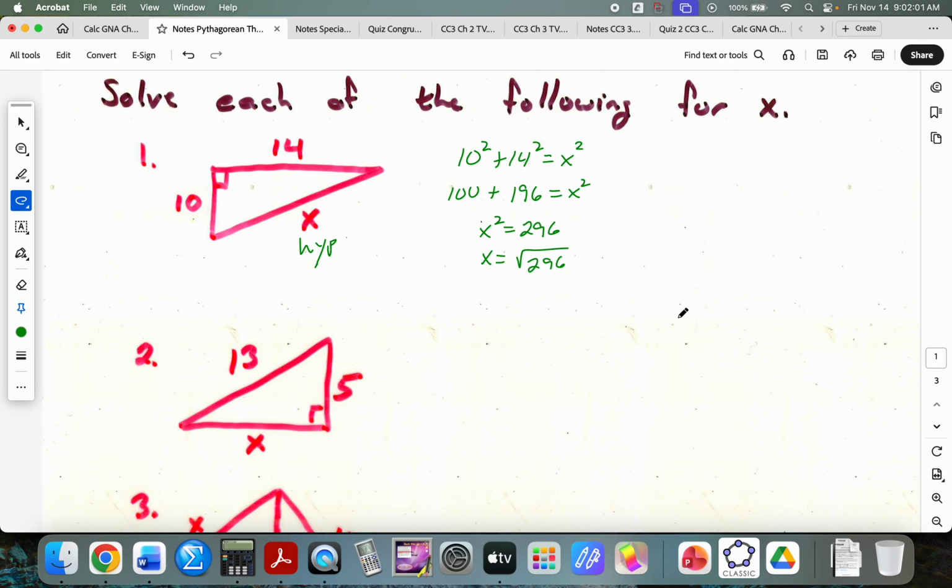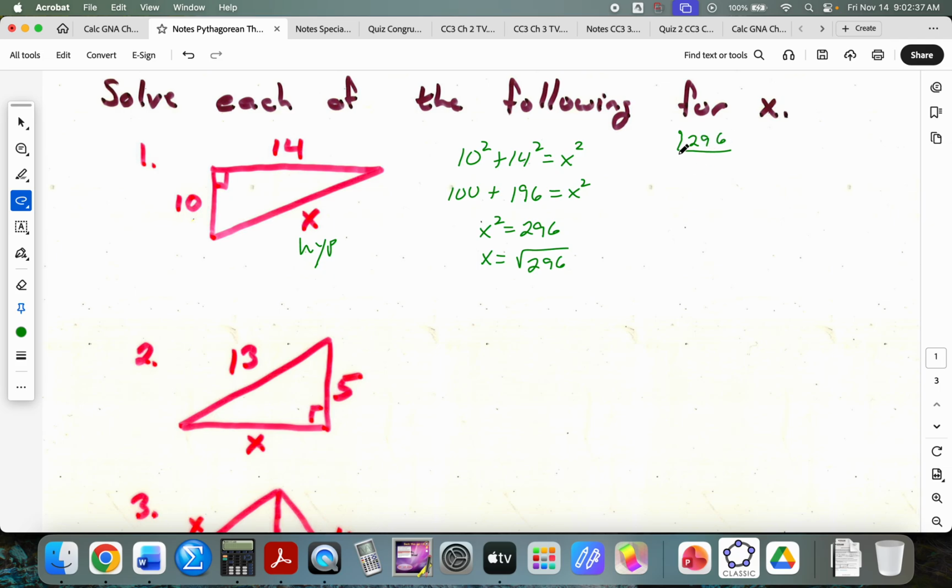Now, when you learned this in middle school, at this point you did one of two things. Either you just left it like this, unsimplified, or you put it into a calculator and gave a decimal approximation. Okay, we are going to do neither of those things. We are going to simplify this square root, which is why we did simplifying square roots. So for the 296, I don't immediately see a large perfect square that divides evenly into that.